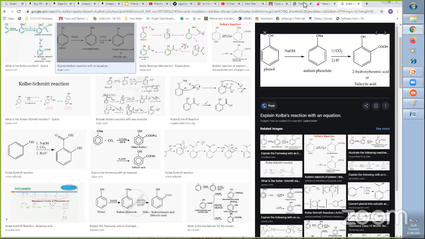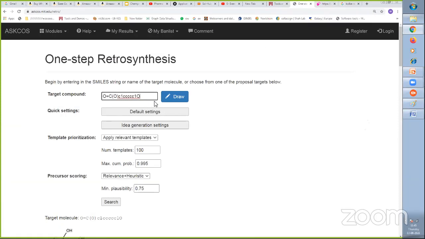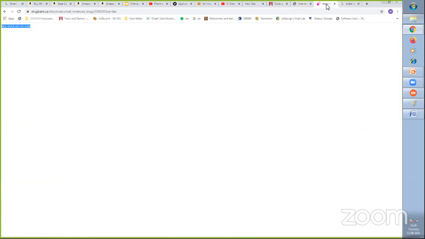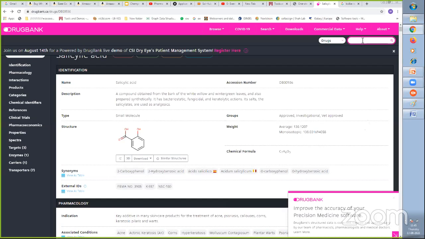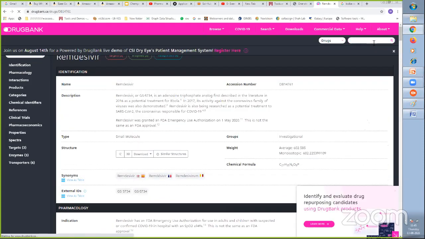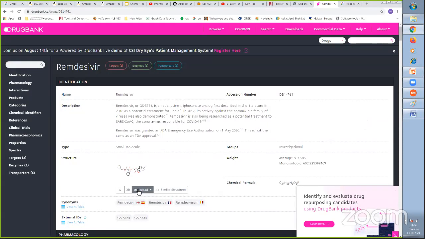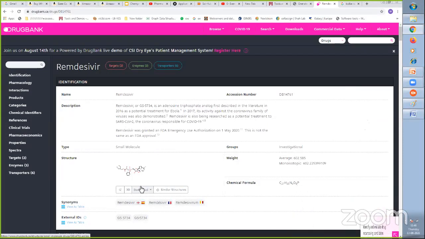Maybe we can try for complex molecules also. Having done the simple molecule, we now understand how it works. Now we can go for a slightly more complex molecule, for example, remdesivir or lopinavir. You can see here, it's quite a big molecule. It's very complex. Remdesivir's synthesis is not so easy. That is why only a few pharma companies are manufacturing this, and the cost also is high.